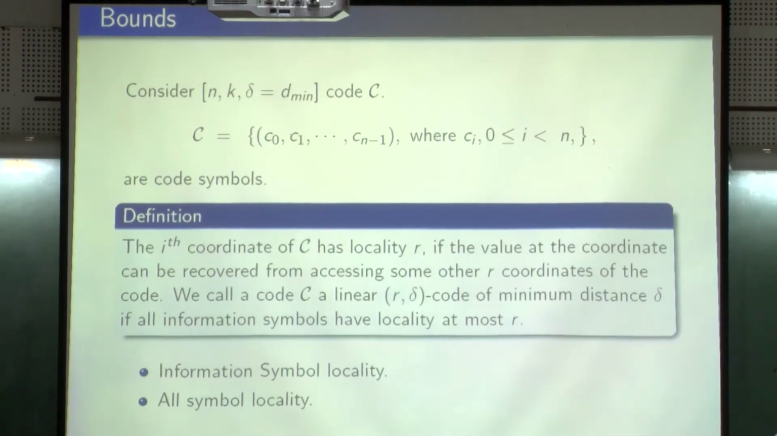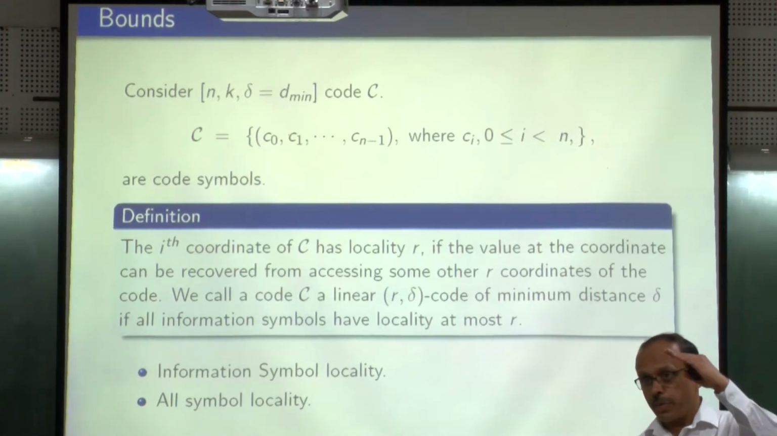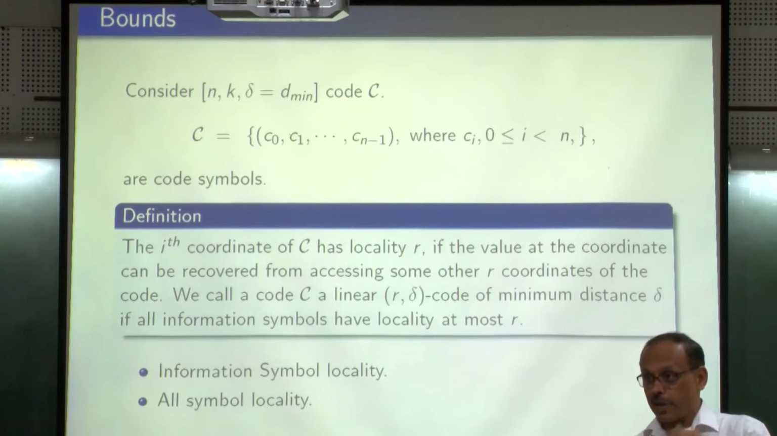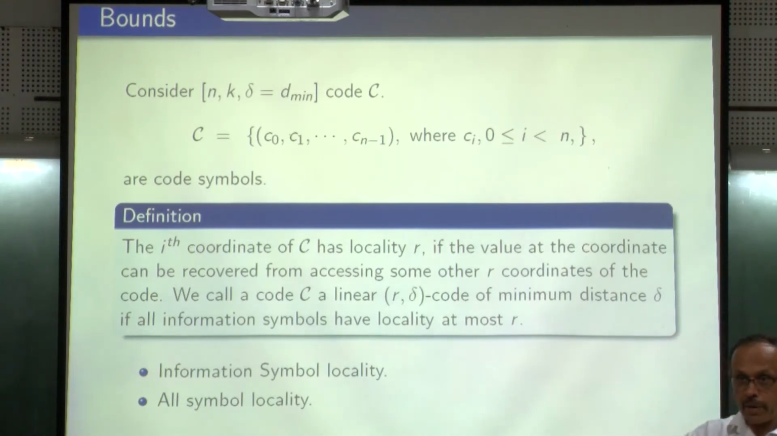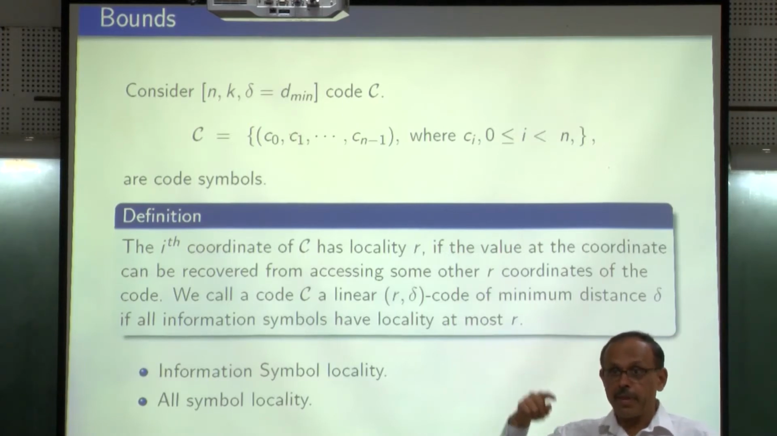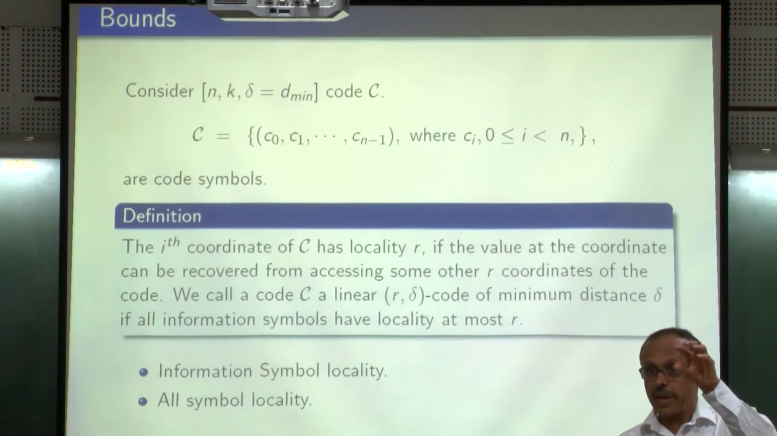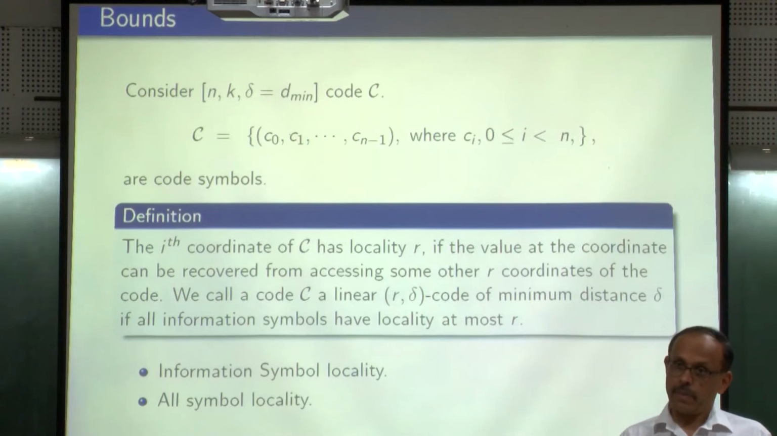What I want to highlight is that if you take the code words and put them in a matrix, all the rows give you different code words, but I don't care about that. I am only thinking about the symbols: the first symbol, the second symbol in a specific code word, and in every code word the first symbol, the second symbol, and so forth. If one symbol is gone, I can repair it with certain symbols in the same code word.